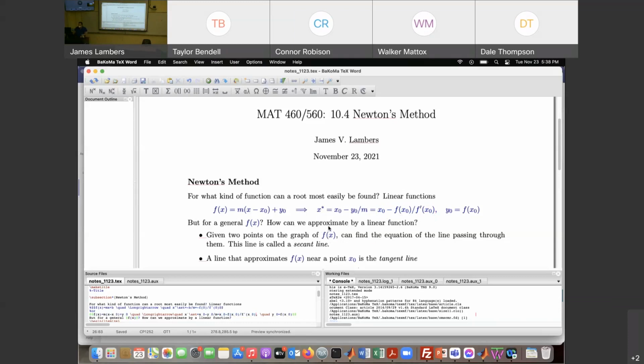There's more than one way to do it. For example, if you pick 2 points in the graph and connect the dots, then that is called a secant line for f of x corresponding to those 2 points. And we're actually going to use that idea next time when talking about the secant method. The approach that we use today is a linear function that approximates f near a single point x naught, where the slope of the line matches the slope of the graph. So the slope of the line is equal to the derivative of f at x naught. And of course, as you know, that would be the tangent line.